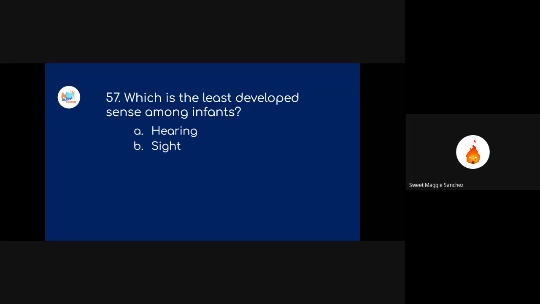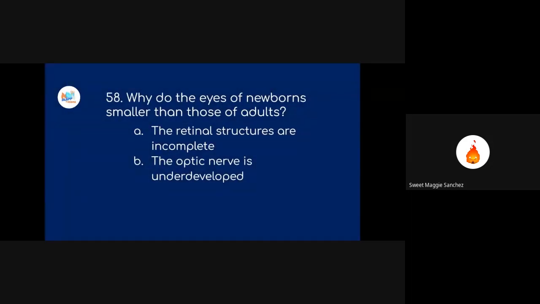Okay, timer stops. Question 58. Why are the eyes of newborns smaller than those of adults? Is it A, the retinal structures are incomplete? B, the optic nerve is underdeveloped?